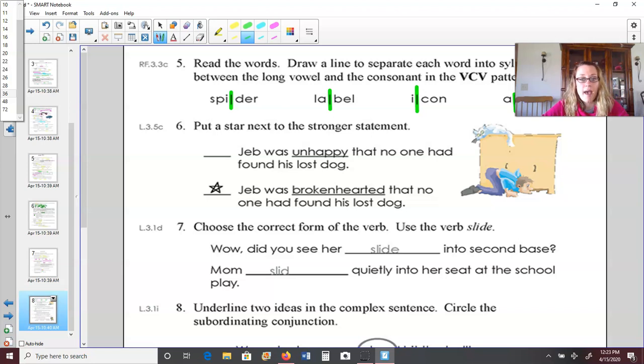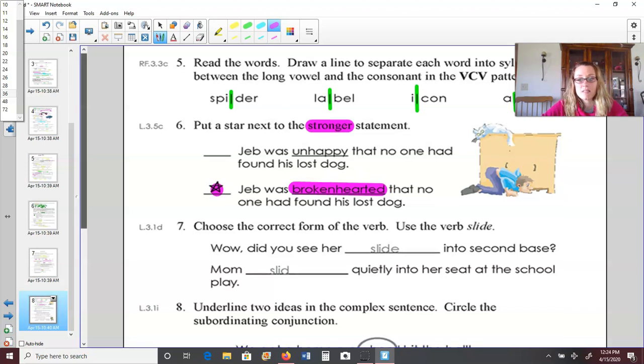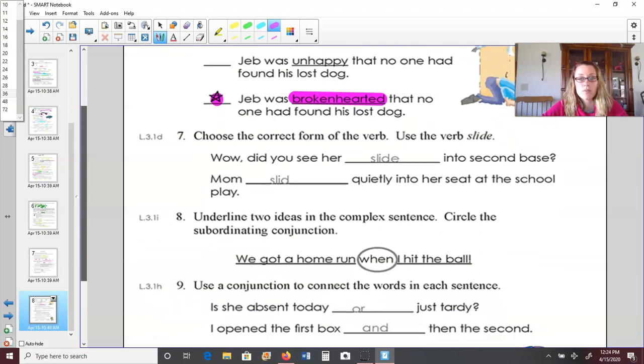Number 6, put a star next to the stronger statement. Jeb was unhappy that no one had found his lost dog, or Jeb was brokenhearted that no one had found his lost dog. Which word is stronger, unhappy or brokenhearted? The stronger word is brokenhearted. So go ahead and put a star next to that sentence, or a little check mark will do.